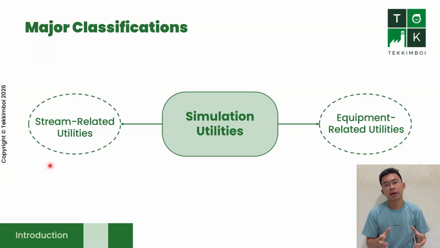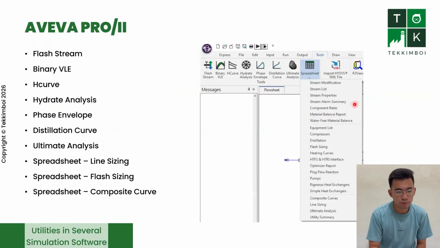From that point of view, I can separate two major classifications for simulation utilities. The first one is stream related utilities, which are utilities related to the estimation of stream properties. And the second is equipment related utilities, which are related to the sizing or rating of equipment. So let's move on to the utilities in several simulation software.